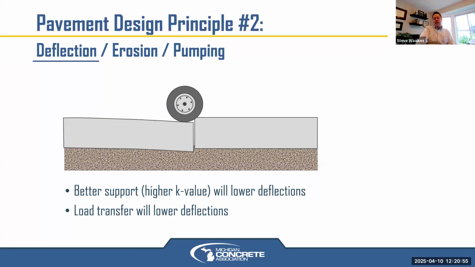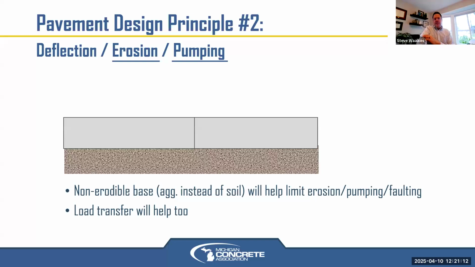All design procedures are calibrated, or at least look at that in some way, shape, or form. If we can limit that deflection, we'll get better performance out of the pavement. A better support underneath the slab or a better load transfer between slabs will allow for a more efficient pavement design. Even if we limit those deflections to a smaller amount, but it still is occurring, that could potentially cause erosion or pumping of the material underneath, if it is susceptible to it.